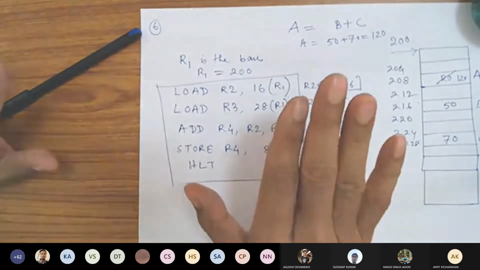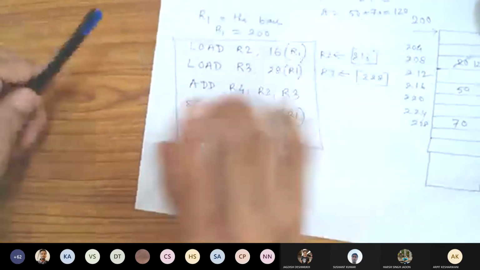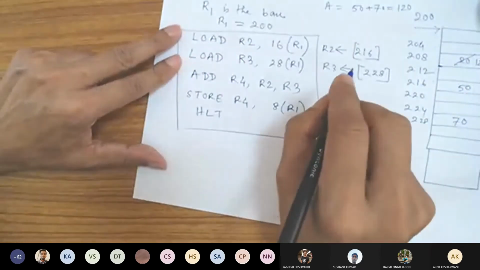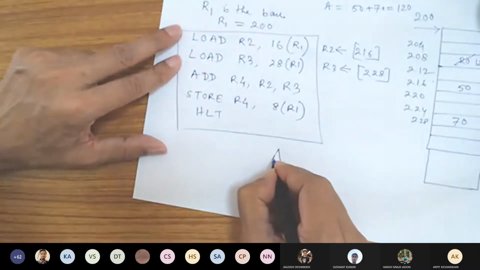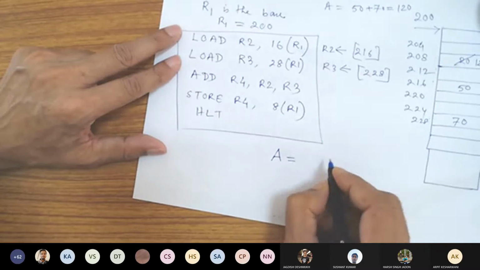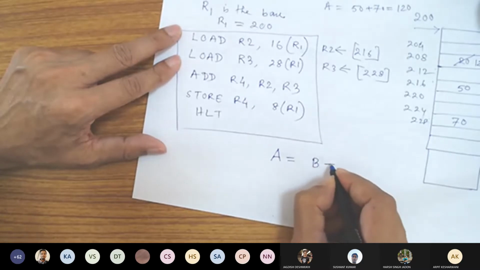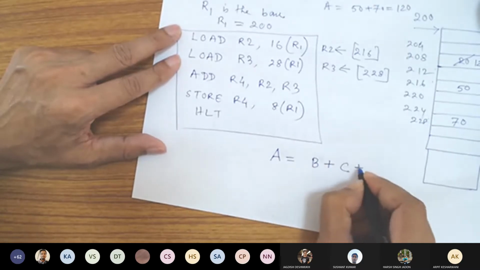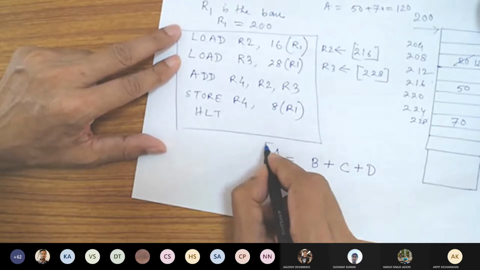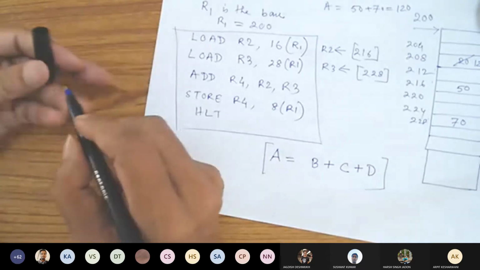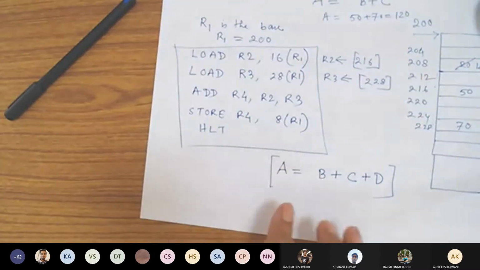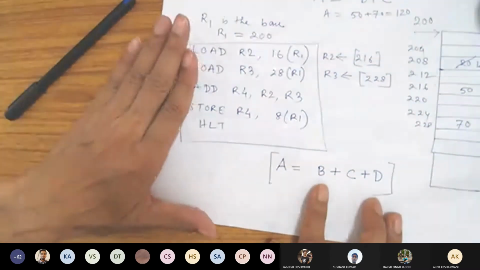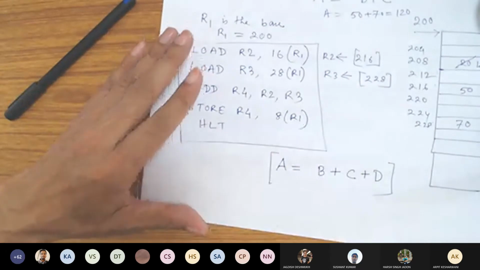Now do one thing, take 5 minutes time. I want you to take your pen and paper and write a program for, say, A equals to B plus C plus D. Write the code for this one with these instructions only and show me the code.